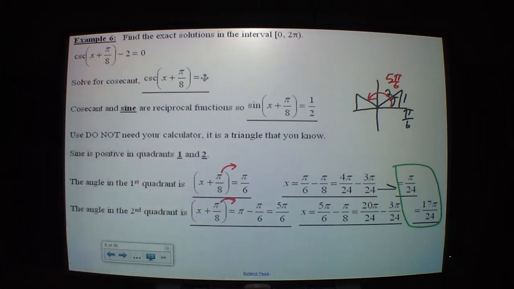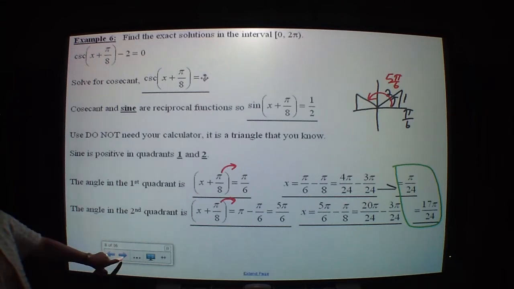This is just 0 to 2 pi. If I wanted all answers, I would just add 2 pi n to each of those.